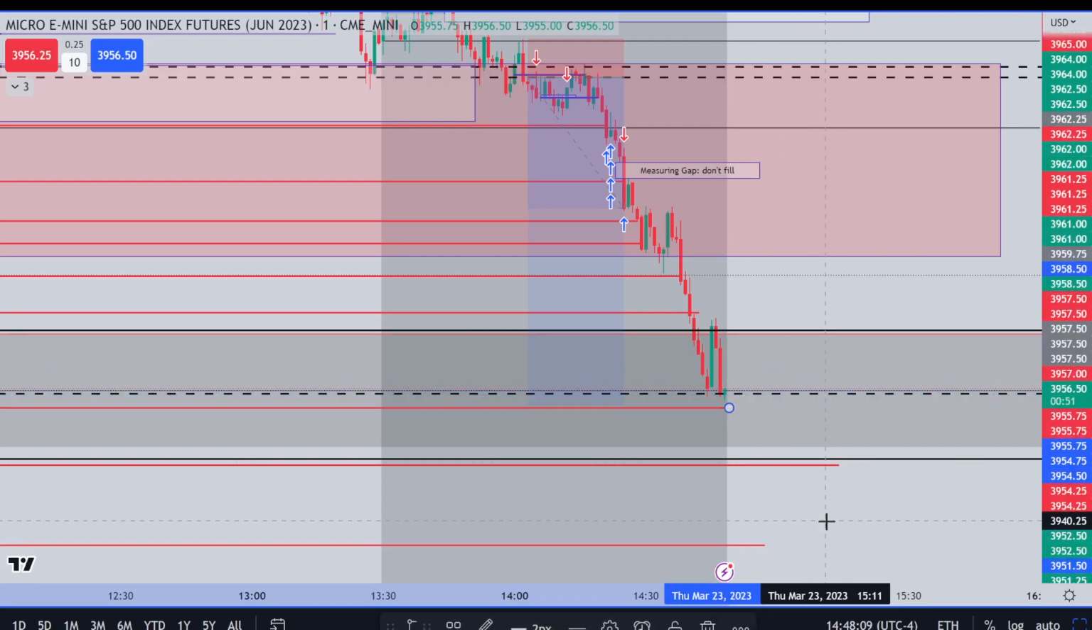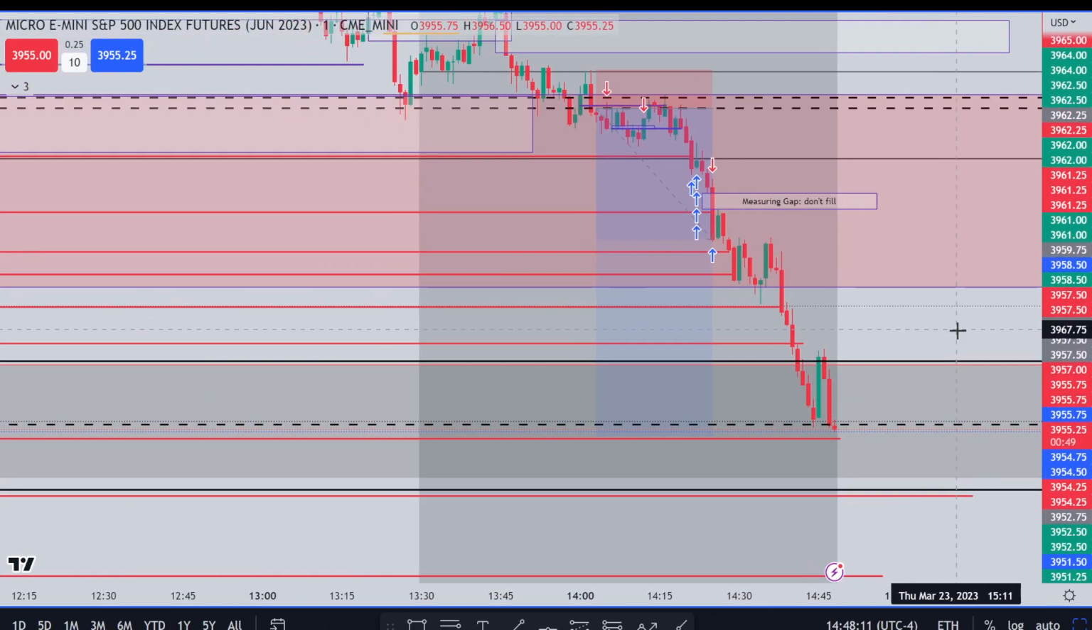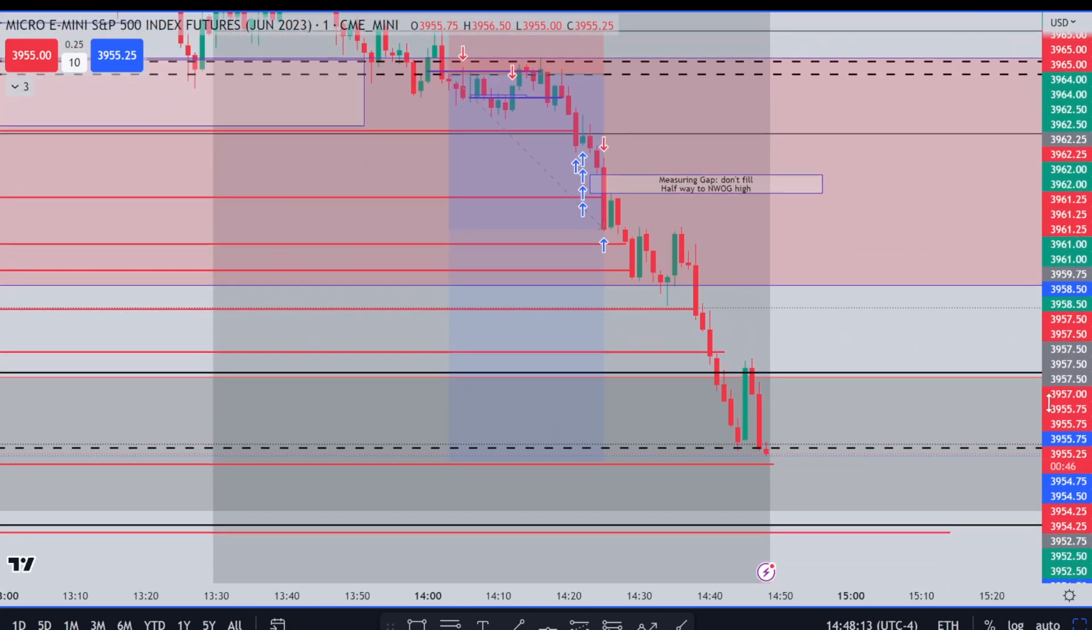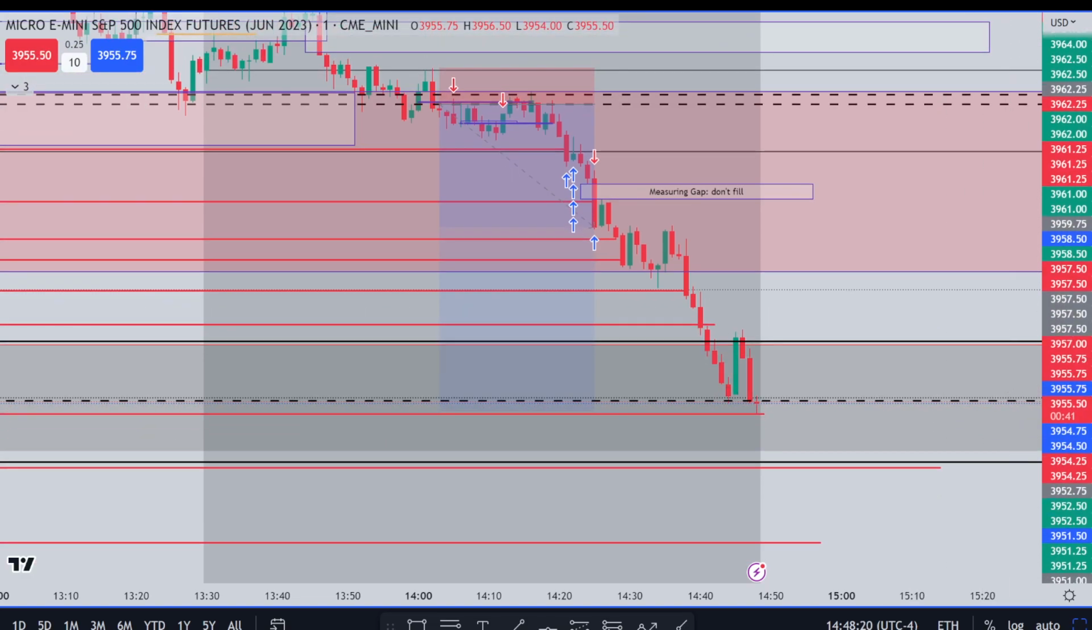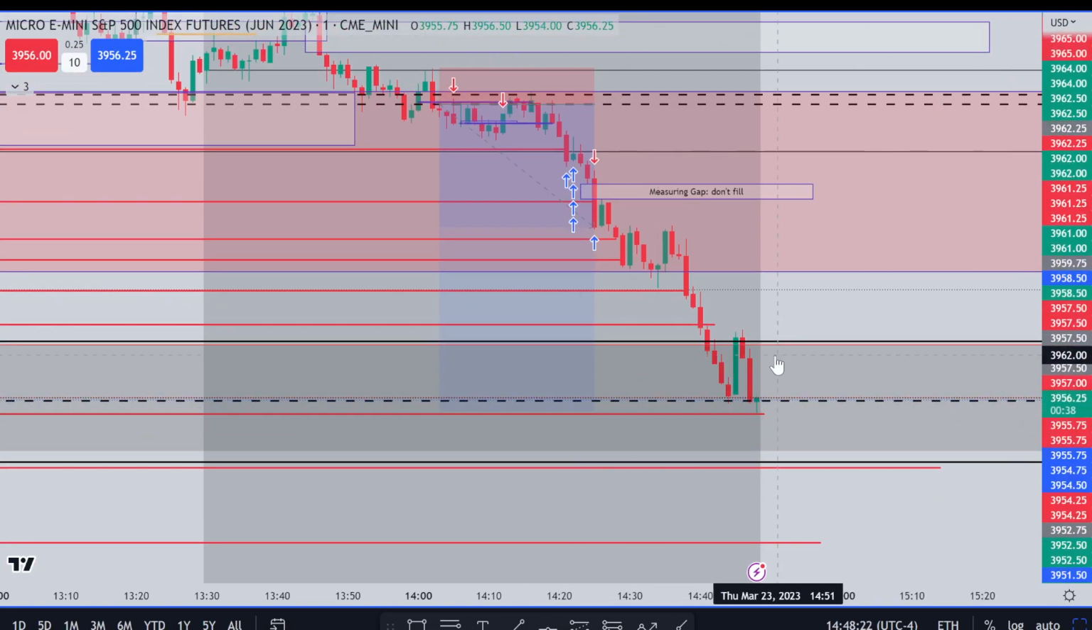Watch the new week opening gap low as our next objective, which happens to be this low to that high measured move down to there. So that'd be a nice little run. If it does that, I will close the session with that.